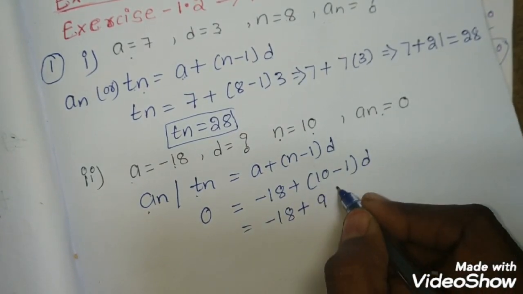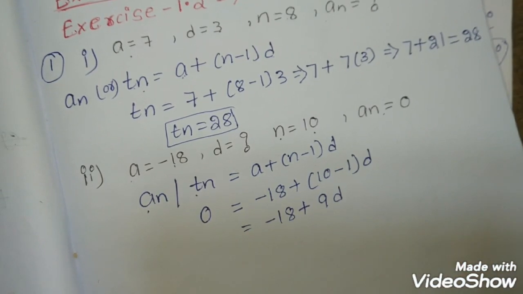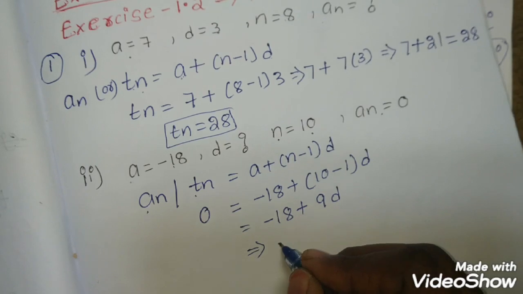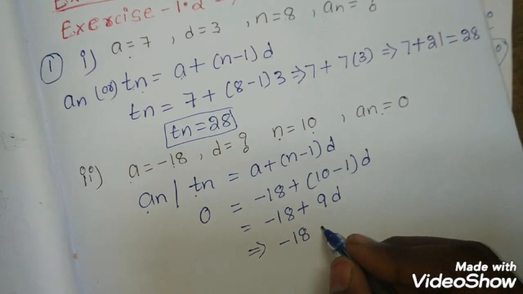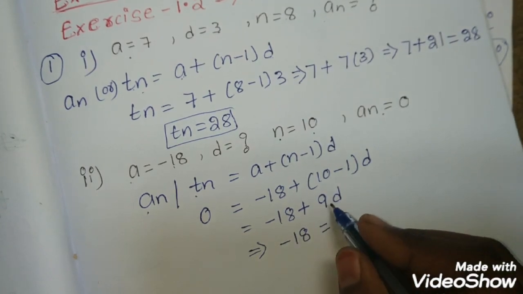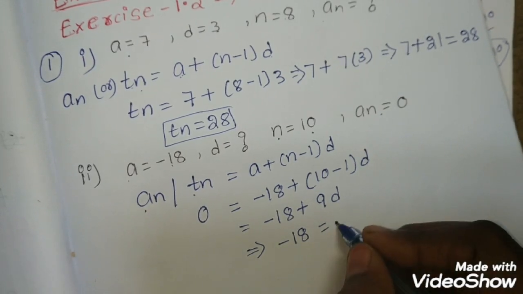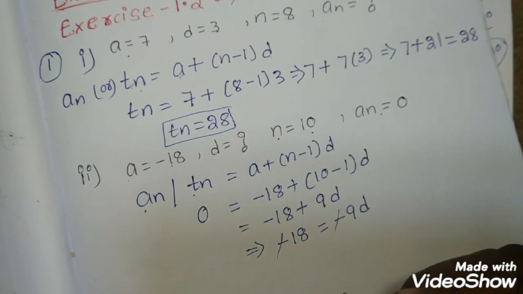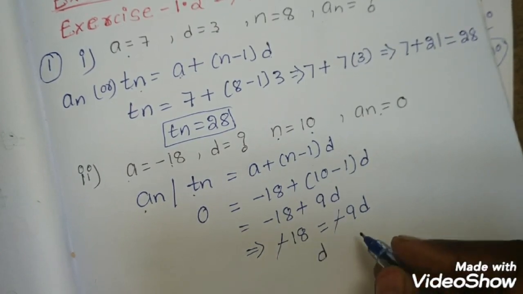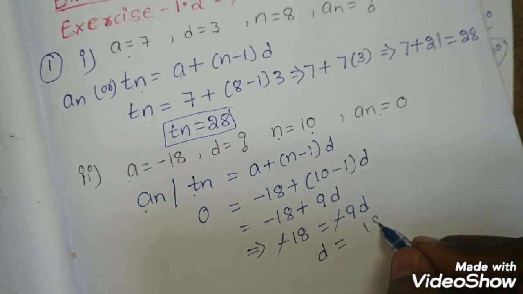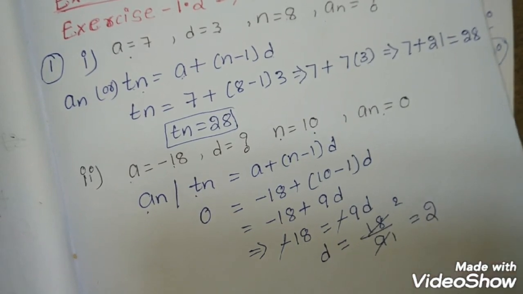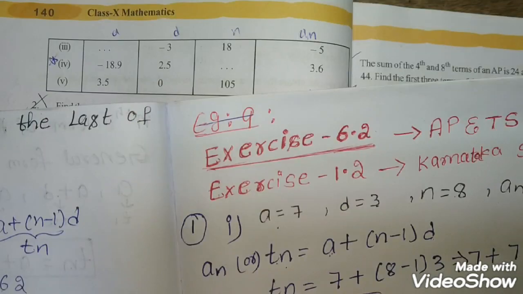We get 9D. So minus 18 plus 9D can be written as minus 18 is equal to plus 9D will get minus 9D. Okay. So minus into minus will get cancelled. We need to get D is equal to 18 divided by 9. 9 ones are 9, 9 twos are 18. Then the common difference D is equal to 2.